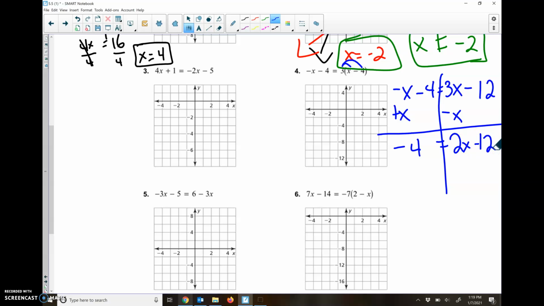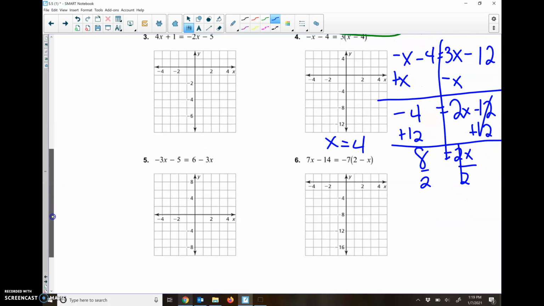So 3x minus x is 2x. And then I have a negative 12 over here. So I'm going to add 12 to each side. And we have negative 4 plus 12 is 8. So 8 equals 2x. Divide each side by 2. So we figure out that for this problem, x equals 4. If we were to graph it, then the two lines would be crossing at 4.